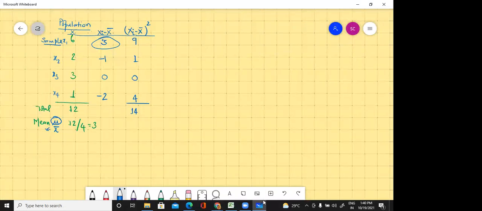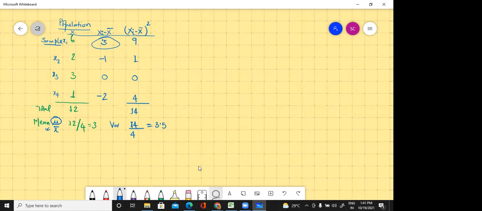So variance will be this sum, 14, divided by the number of variables. So 14 divided by 4 will be 3.5. Is it correct? Yes, sir. So variance is this.